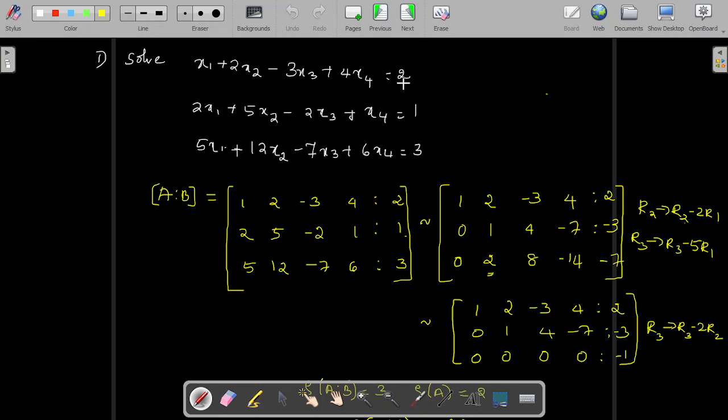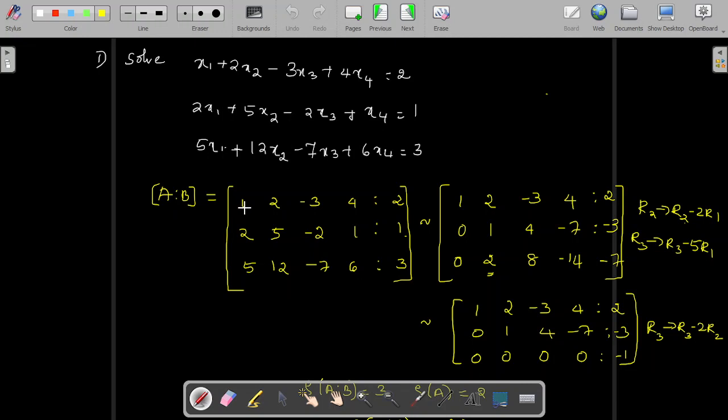Now here you have four unknowns and three equations. If you want to solve geometrically, we can't do this because it is more than three dimensional. So we have to form the augmented matrix: 1, 2, minus 3, 4; 2, 5, minus 2, 1; and 1, 5, 12, minus 7, 6 and 3. After constructing the augmented matrix, reduce it to the echelon form.